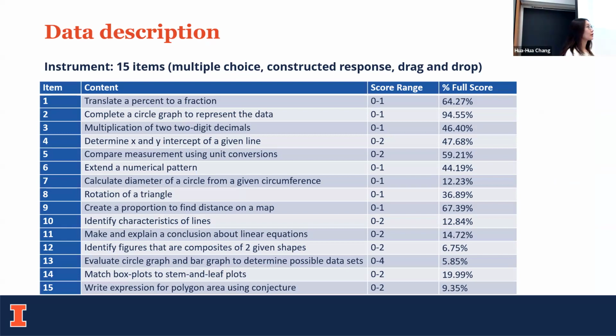NAEP has a question tool on their website where you can actually see all of the questions and do them yourself. They talk a little bit about what the correct answer is and what the question tries to assess. Here's a very brief summary of the questions. The constructed response was item 3, which is multiplication of 2-digit decimals. There's an initial interface of 2 triangles. That was question 8, which is related to rotation of a triangle, what degree of counterclockwise rotation you need to get from one to another.